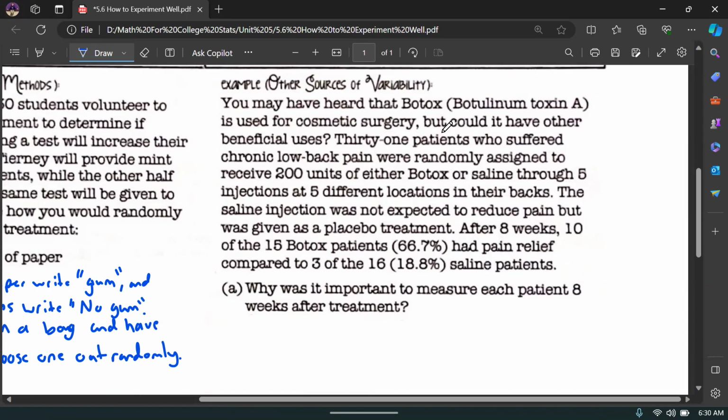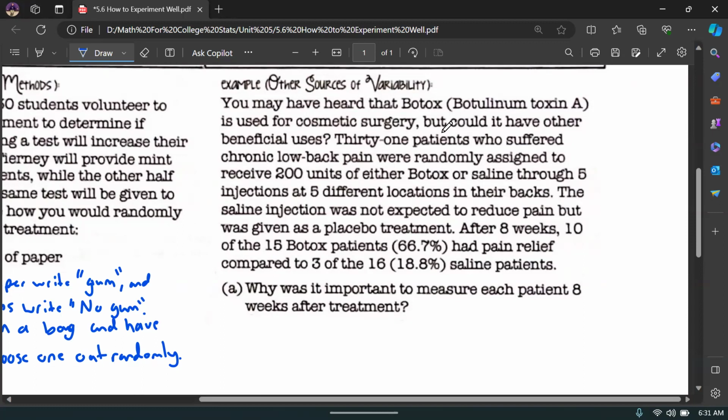31 patients who suffered chronic lower back pain were randomly assigned to receive 200 units of either Botox or saline through 5 injections at 5 different locations in their backs. The saline injection was not expected to reduce pain, but was given as a placebo treatment. After 8 weeks, 10 of the 15 Botox patients, which is 67% basically, had pain relief compared to 3 of the 16 who had the saline product.